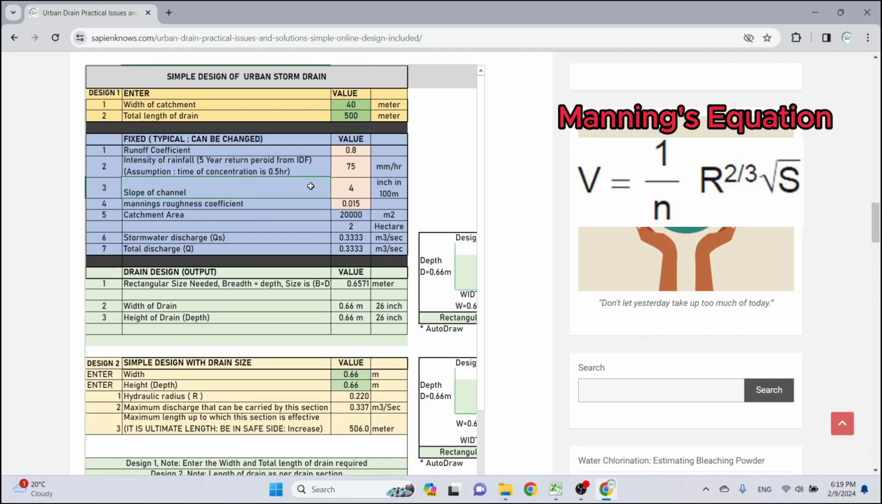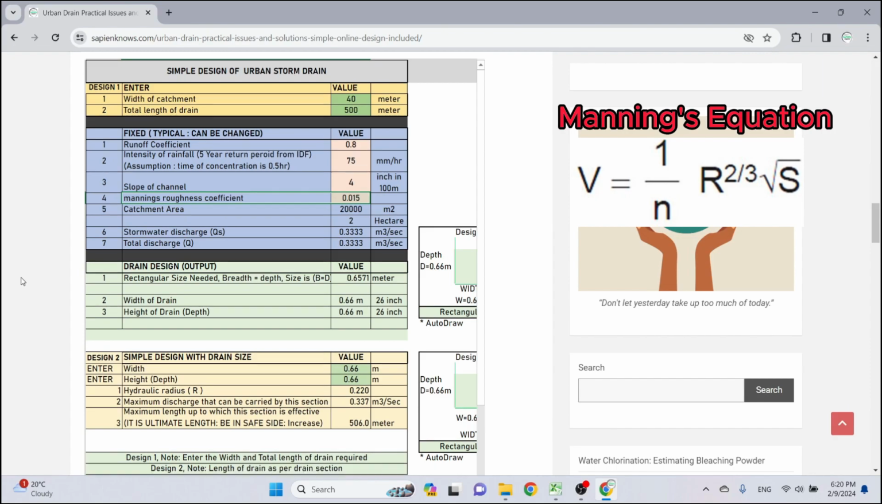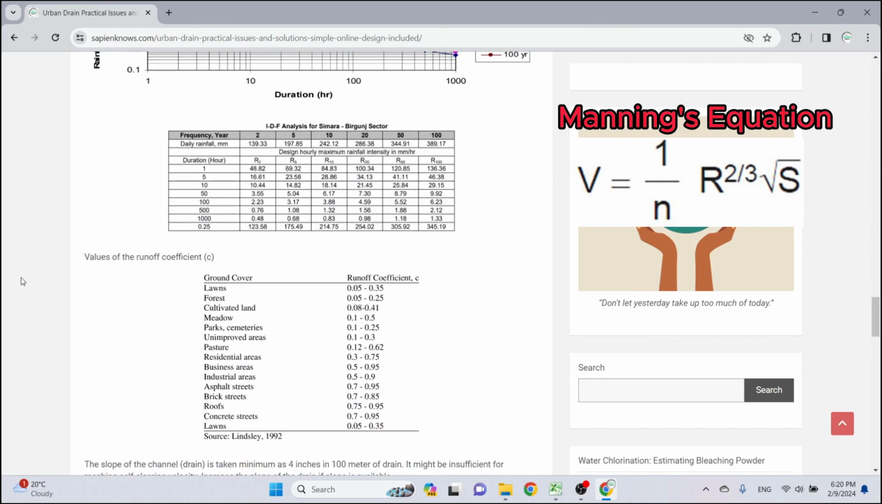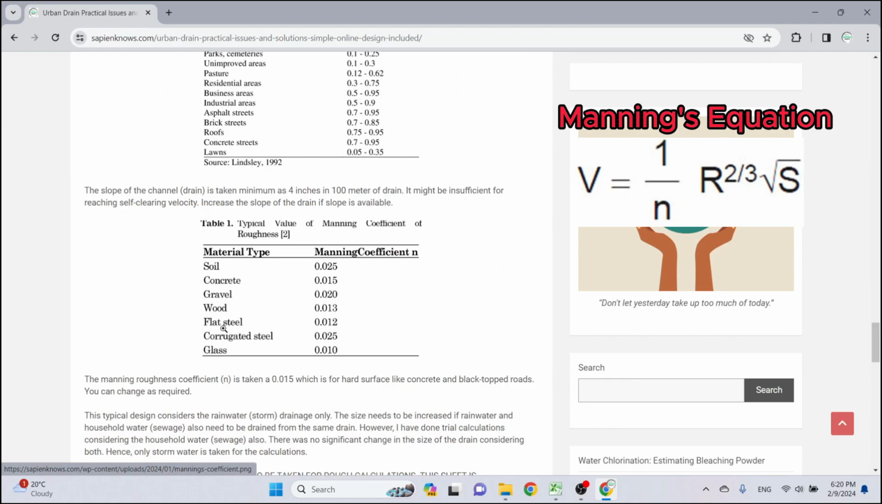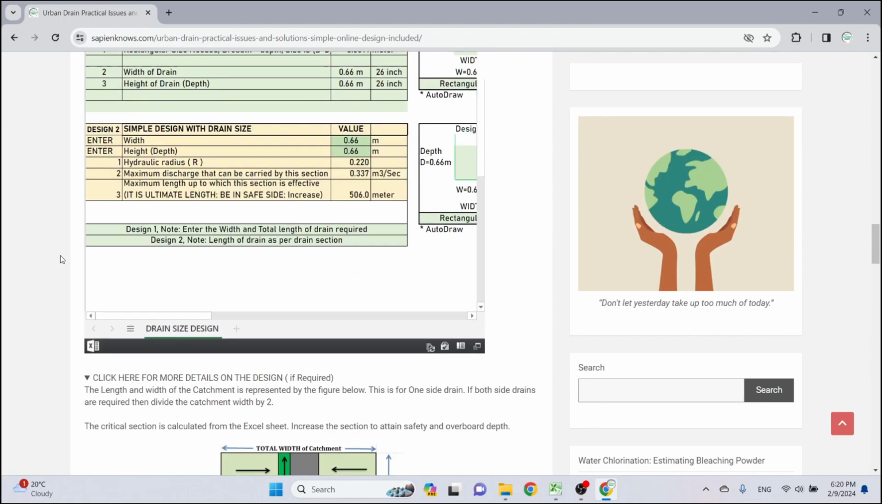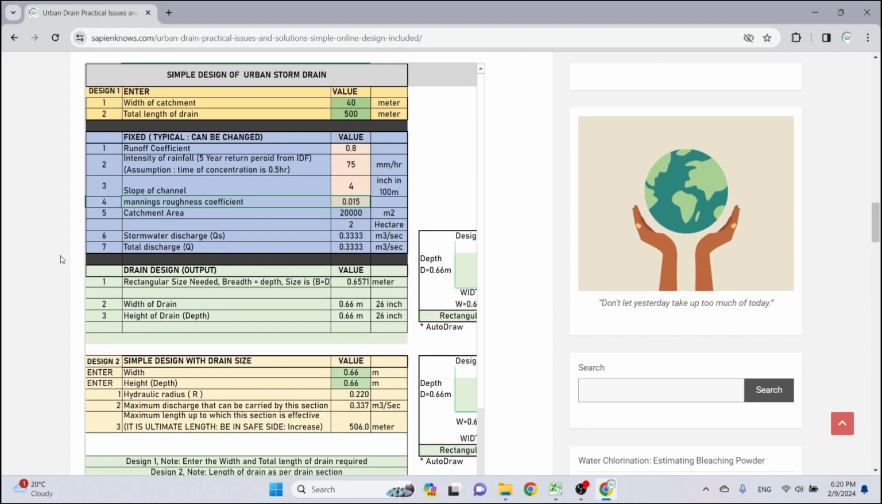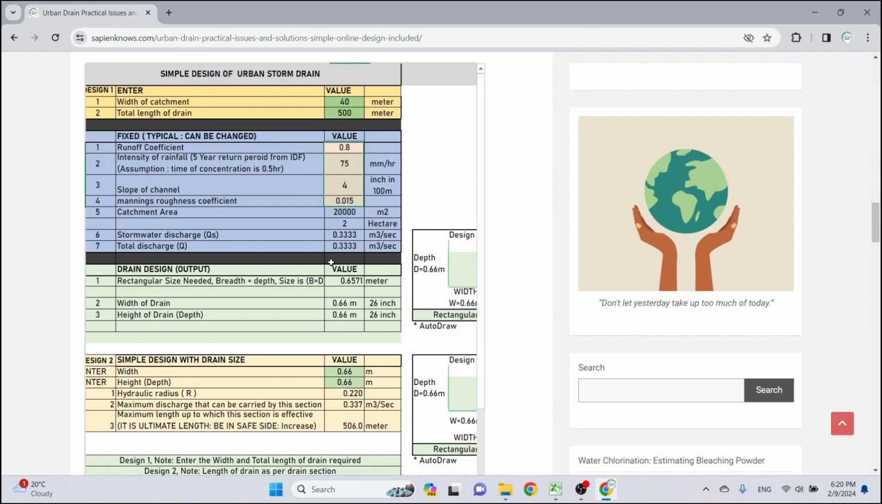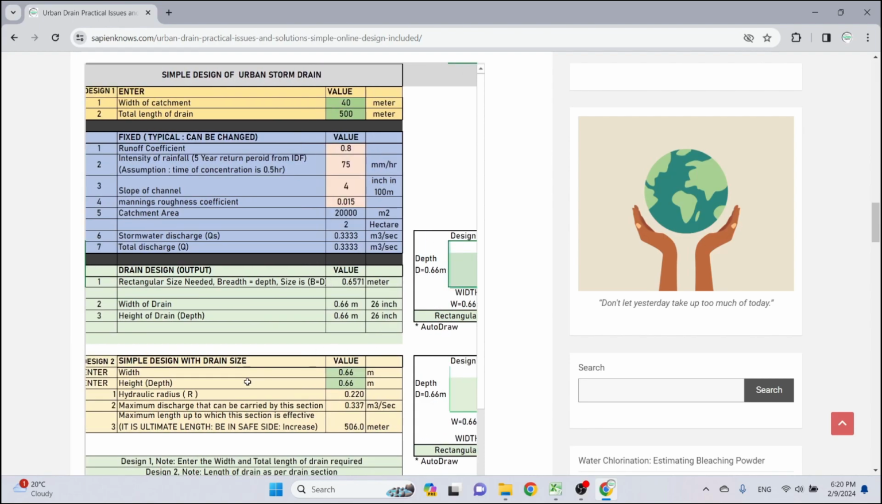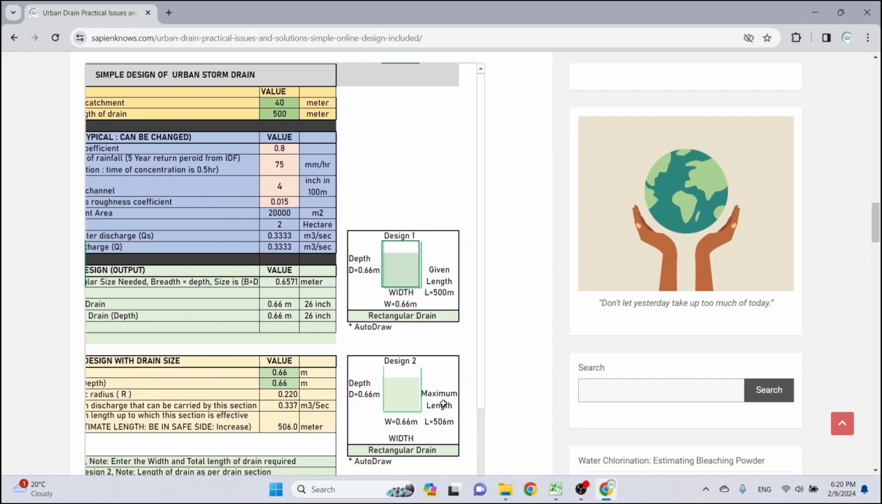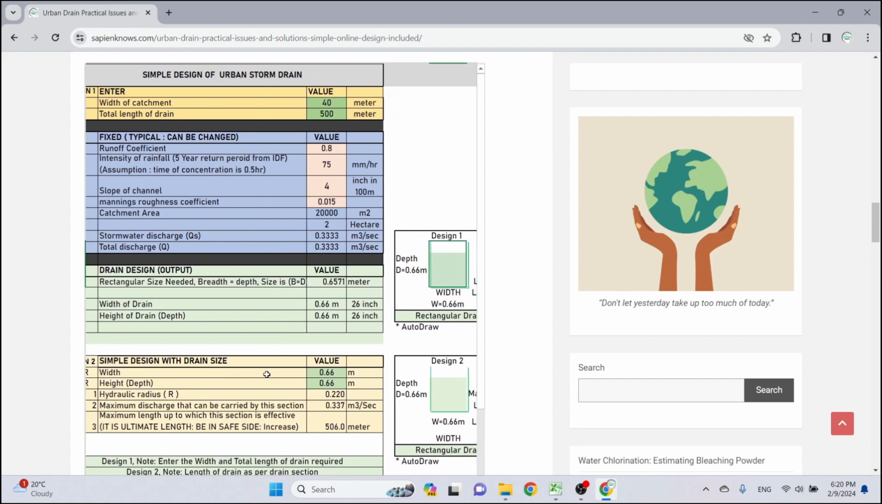and the slope of the channel I've kept as very minimum as 4 inch in 100 meters only, and the Manning's coefficient I have taken as 0.015, which is for concrete, that you can see from this table. You can also change the value of these as per your specific cases. So with this you get the drain section and you also get the length of the drain by giving the width of the drain and the depth of the drain.